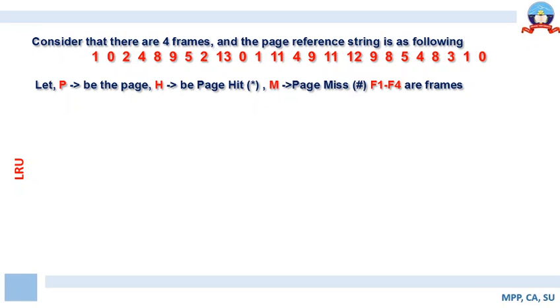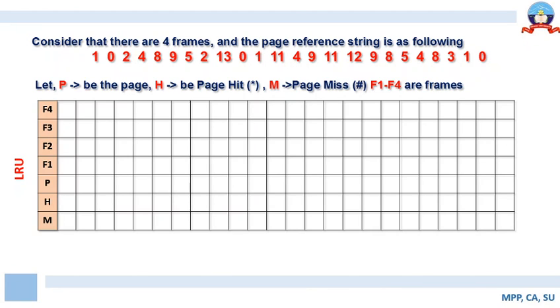Now let us try to perform replacement using the least recently used page replacement algorithm. I have a 2-dimensional representation where we have the 4 frames, and the page miss and page hit being represented. Here we have a request for page number 1. Since page number 1 is not available in the main memory, I need to load page number 1 from secondary memory onto the main memory, and we have a page miss.